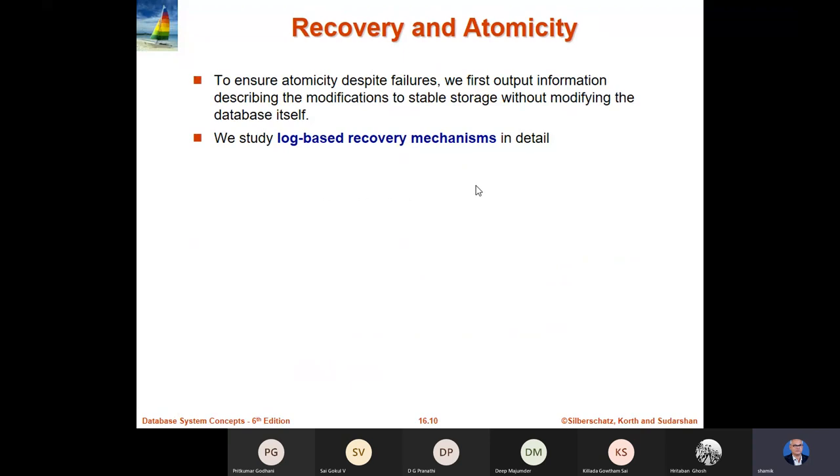Again, do not get confused between log and lock. Lock was in the context of concurrency control, and log-based recovery is in the context of recovery.